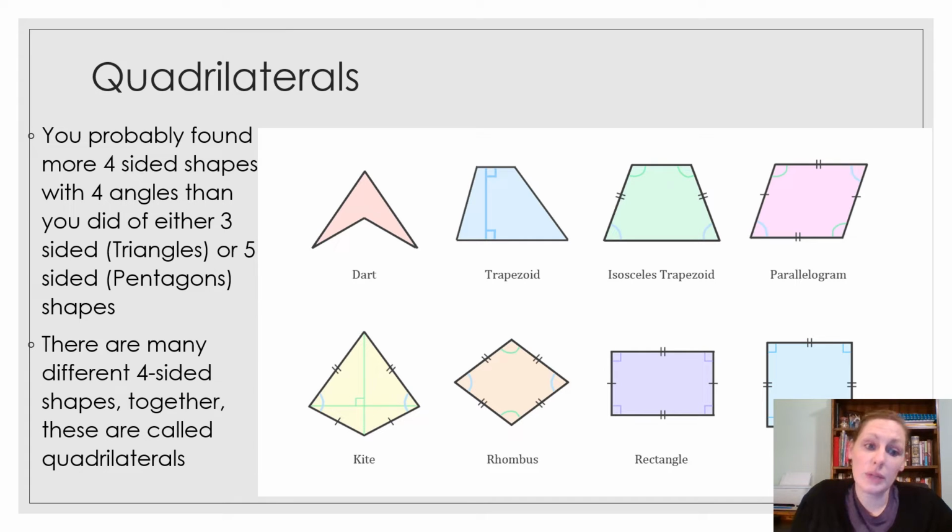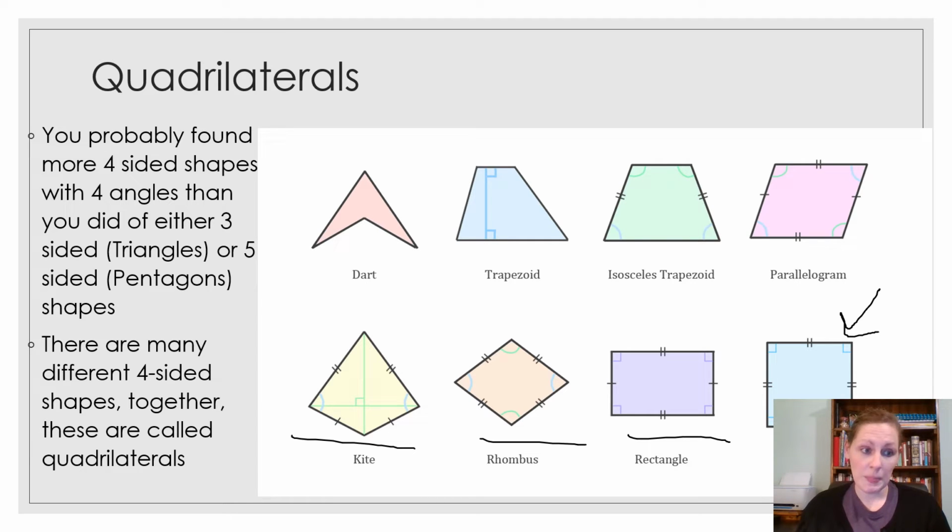We remember that 3-sided shapes are triangles and 5-sided shapes are pentagons. So we probably found more 4-sided shapes. Why might that be? Well, there's tons of different 4-sided shapes. All together, we call these quadrilaterals. So if you look at this chart, here's some 4-sided shapes. We have the kite. We have a rhombus. Now, if I tilt it the other way, some people might know it as the name diamond. We have rectangles. Hiding below this video is a square. There's parallelograms, trapezoids, darts. So there's many different kinds of shapes that have 4 sides and 4 angles. Since there's so many of them, it makes sense that we probably saw these shapes the most often.